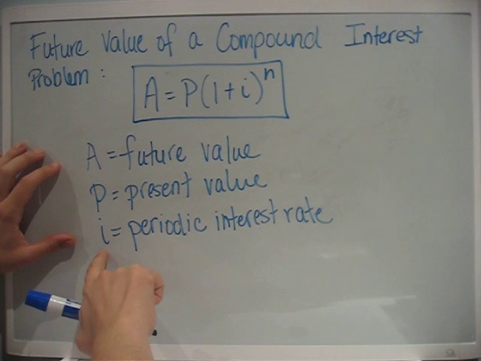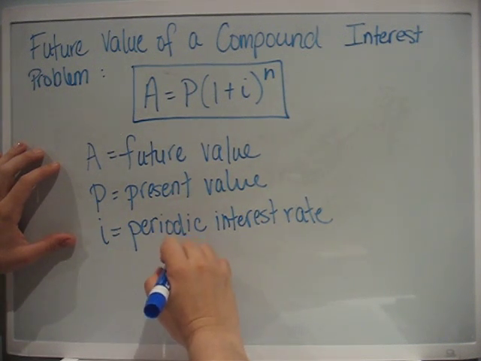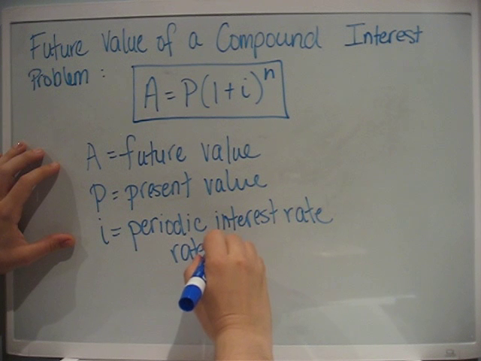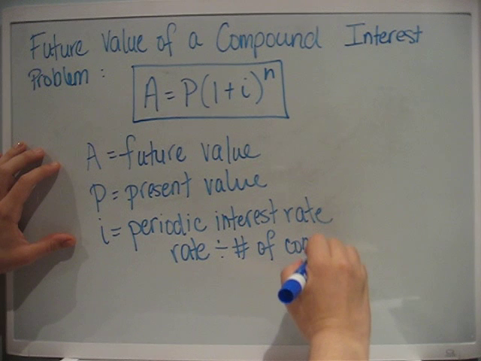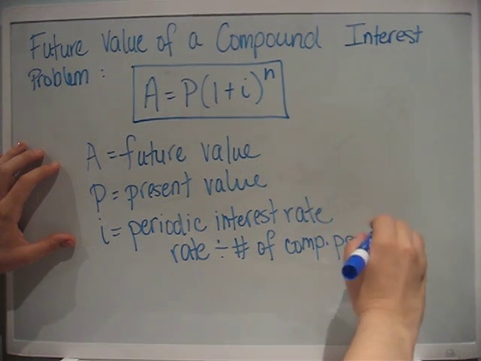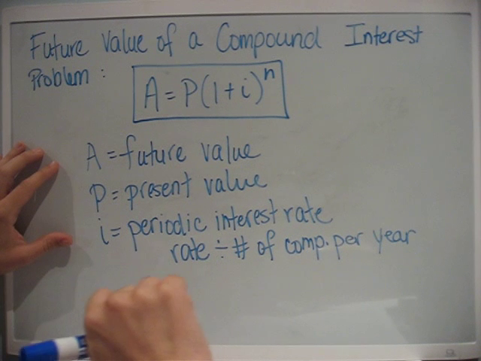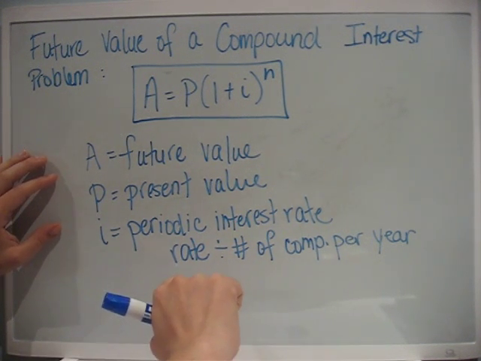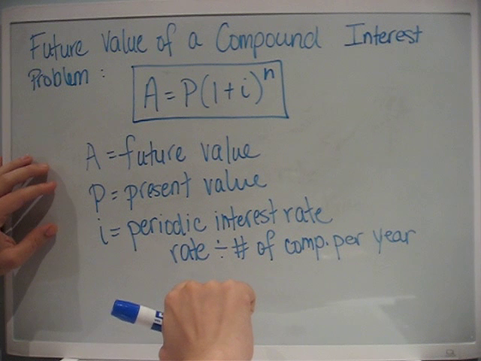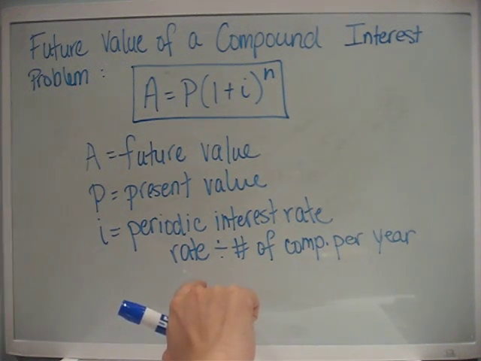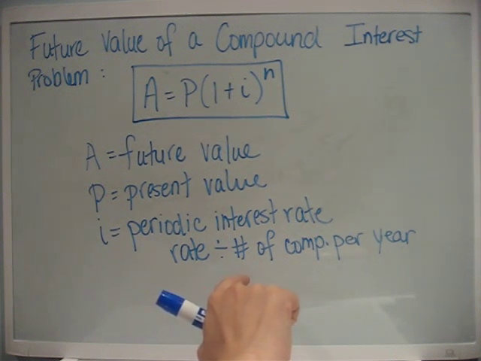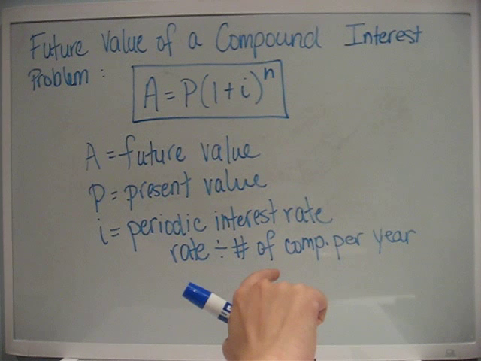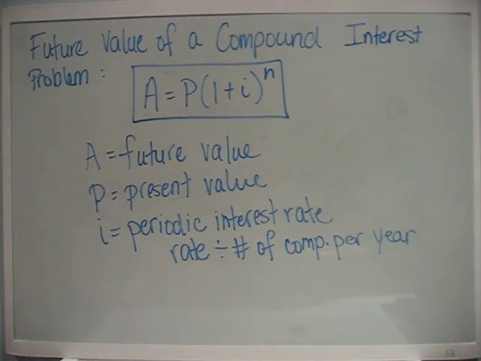To find I, we're going to have to take the annual rate and divide it by the number of compoundings per year, because we want the rate per compounding period, rather than at an annual rate. Compoundings are the number of times that your interest is added to your principal. If it's compounded annually, that's once a year. Semi-annually is twice a year. Quarterly is 4 times a year. And monthly is 12 times a year.